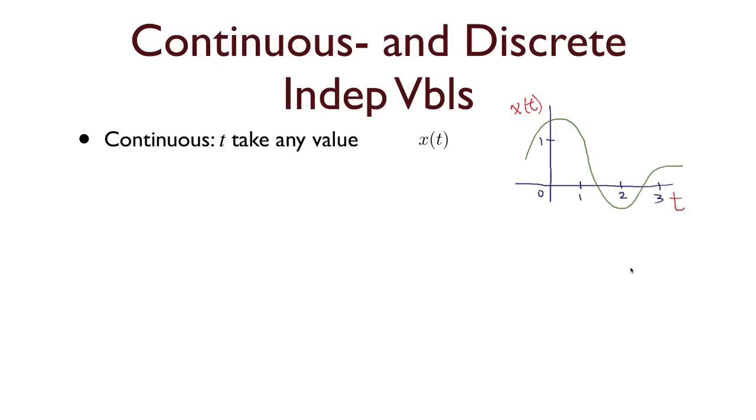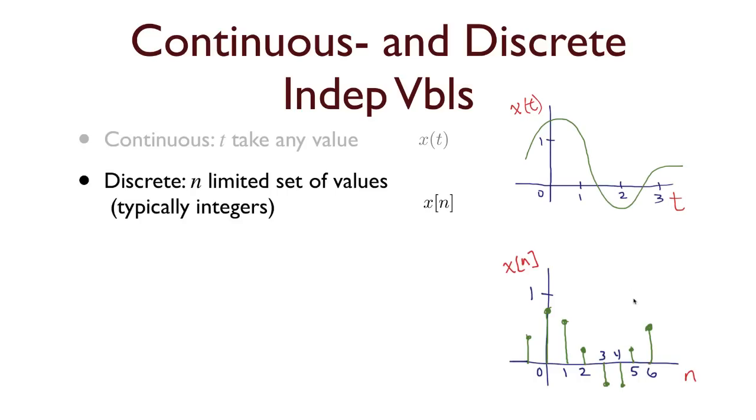Now the independent variables can be either continuous valued or discrete valued. In this graph I'm showing an example of a continuous valued independent variable because the independent variable t can take on any value along the axis.